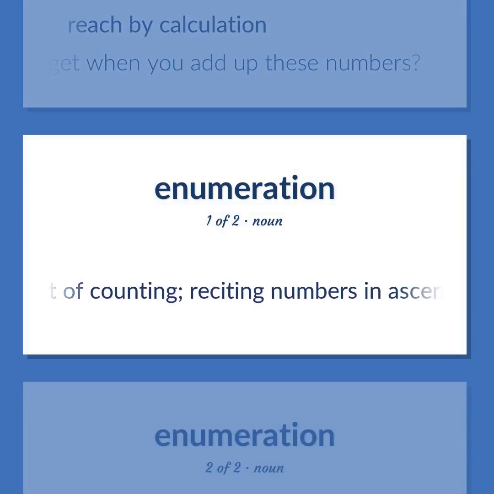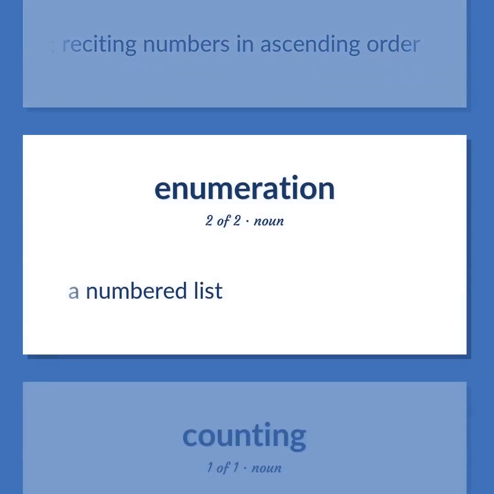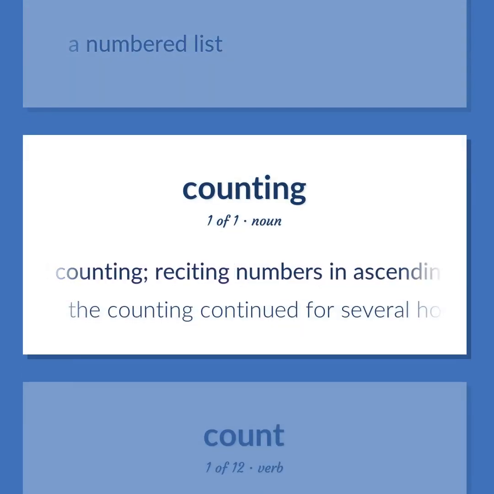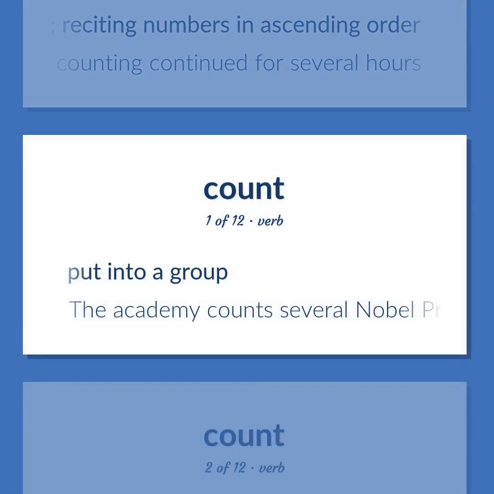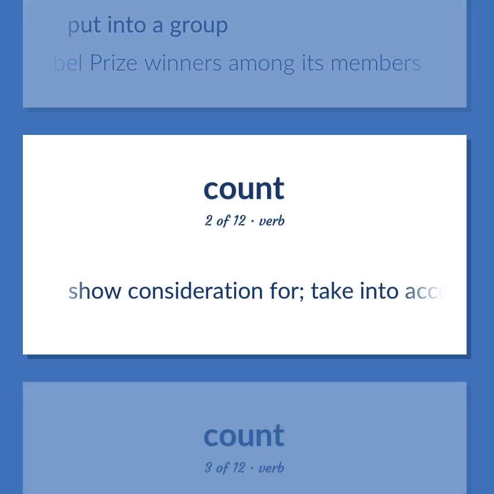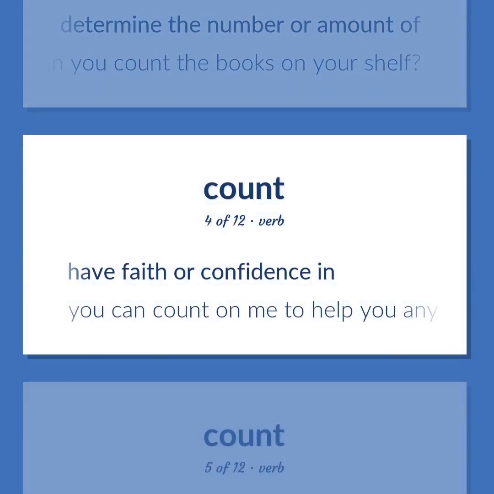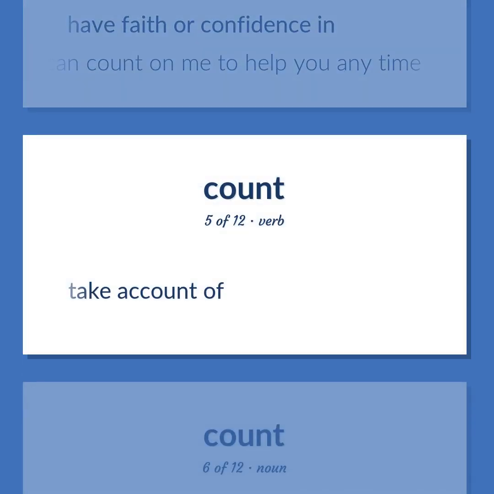The act of counting, reciting numbers in ascending order. A numbered list. The counting continued for several hours. Put into a group. The Academy counts several Nobel Prize winners among its members. Show consideration for, take into account. Determine the number or amount of. Can you count the books on your shelf? Have faith or confidence in. You can count on me to help you anytime. Take account of.